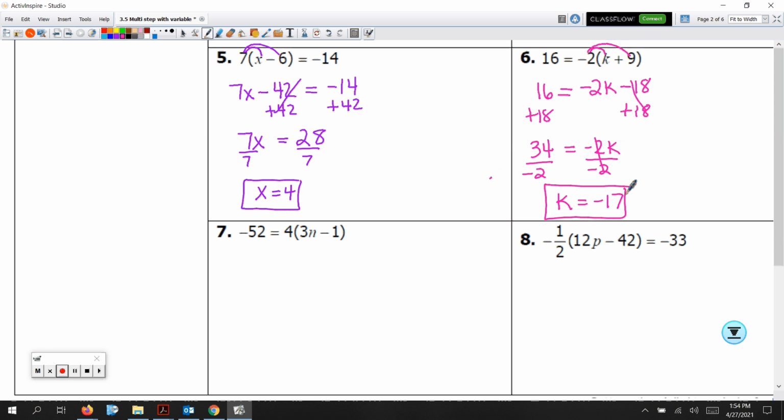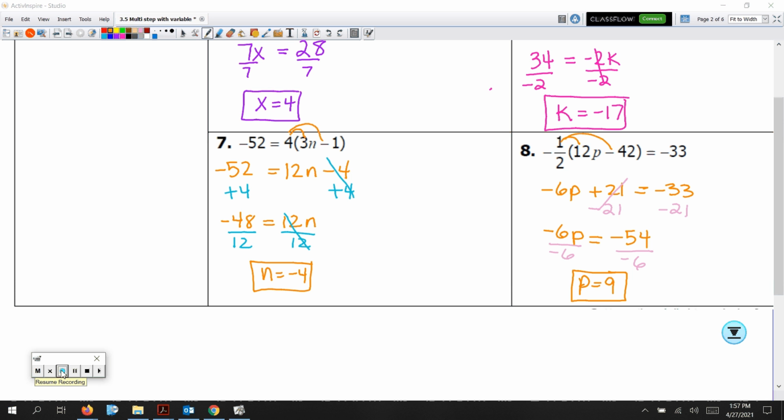Now I would like to have you go ahead and do 7 and 8 on your own. See if they're very similar, okay? You need to distribute first, right? And then don't freak out. In number 8, you're distributing a half, actually -1/2. So what's -1/2 of 12? And then ask yourself, what's -1/2 of 42? Or you just put in your fancy calculator, -1/2 times 12, -1/2 times -42. All right, so pause the video and solve those on your own.